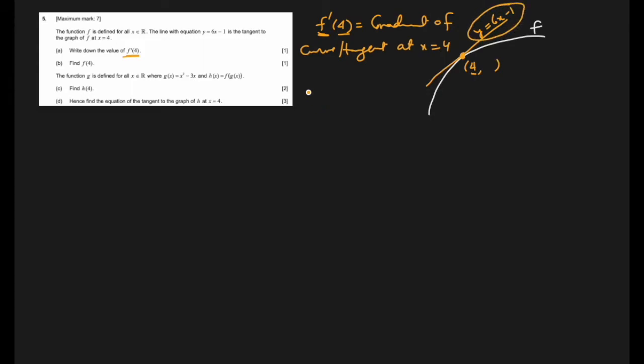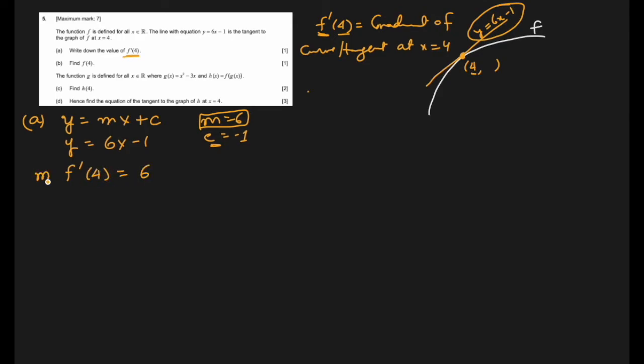So we know, let's write here, we know that y is equal to mx plus c, right? So in the equation y equal to 6x minus 1, m is equal to 6 and c is equal to minus 1. This is the y-intercept and this is the gradient. And the question was, what is f prime 4? It is nothing but the gradient, which is m. 6 is the answer in this case.